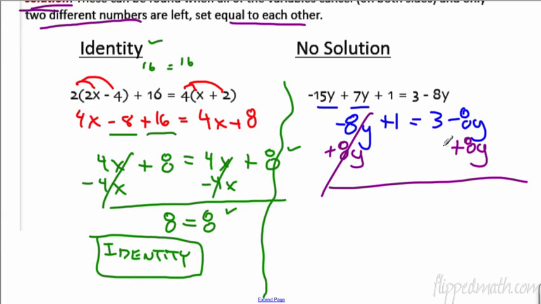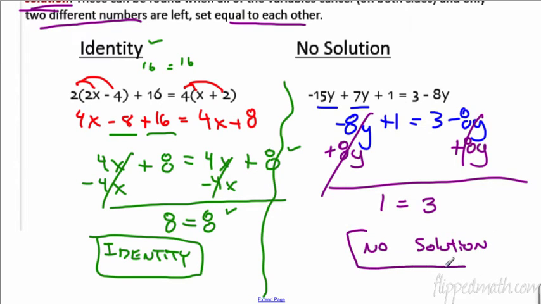All right, so they cancel out. We get 1 is equal to 3. They cancel out. So the answer is, when does 1 equal 3? When does 1 equal 3? Never. So that's why we write no solution for this one. This is no solution, which is the opposite of identity. Identity means every single number you plug in will work. No solution means you cannot find a number to plug in here that'll work.